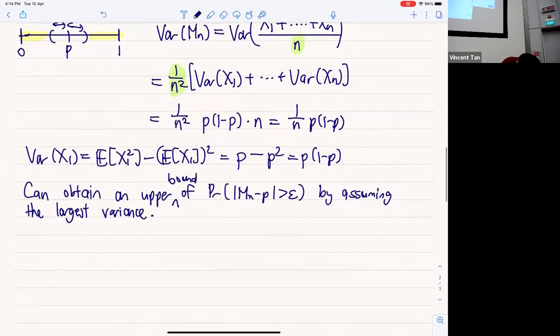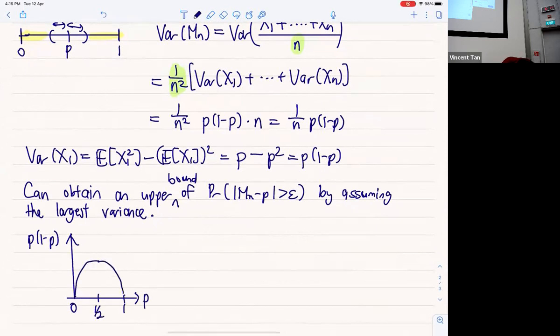Now, P times 1 minus P, you can sketch it like this. I think it's easy to verify. This is the function P times 1 minus P, with P from 0 to 1 and a special number, half. It is concave like this, and the maximum is one quarter. So the variance of Mn is definitely upper bounded by 1 over 4n. That is the worst case variance.